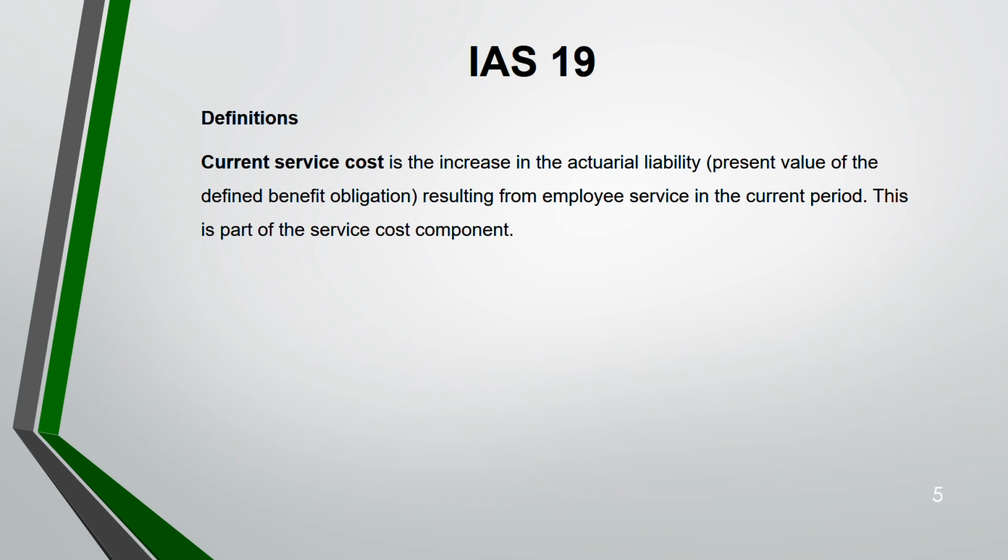For example, the present value of the defined benefit obligation. This will result from your employee service in the current period, and this is a part of the service cost component. Service cost component is divided into two, current and past. One is current, that means currently what is your expense to service your employees.